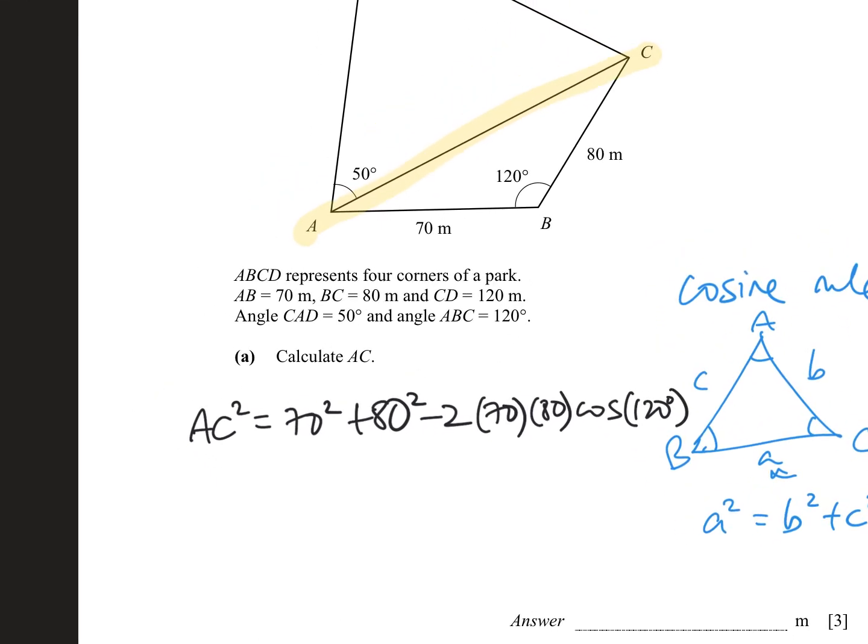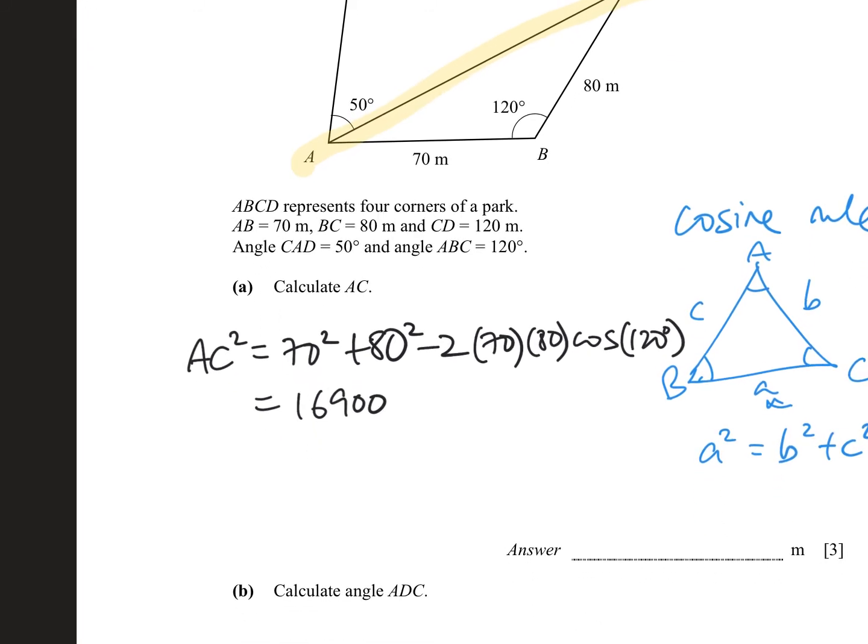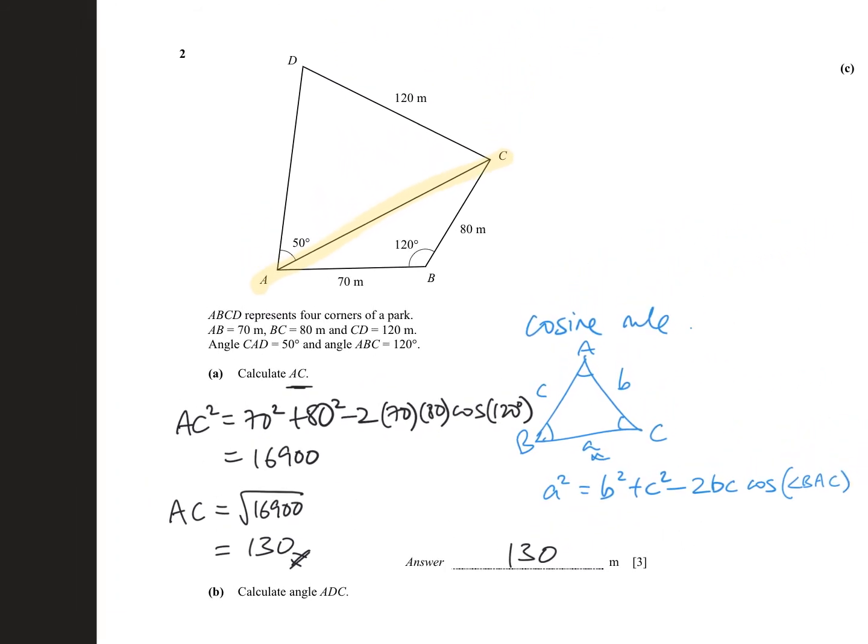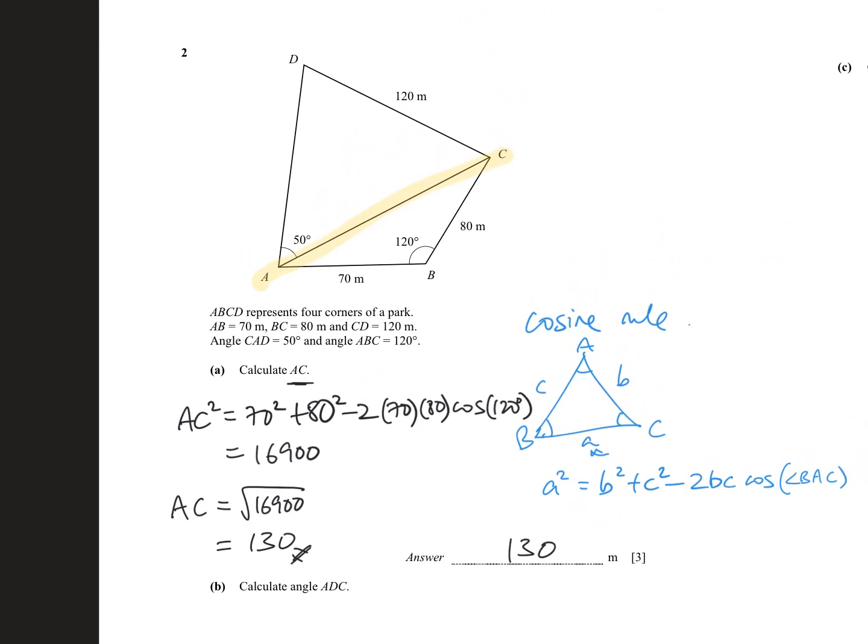And actually you can key all of this on the right hand side into your calculator, and then you will see that AC squared will equal 16900. And do we want AC squared? No, we needed AC. So let's just take a square root of this. And that gives us 130. So I'll just zoom out here for you to take a look at it and just digest it.